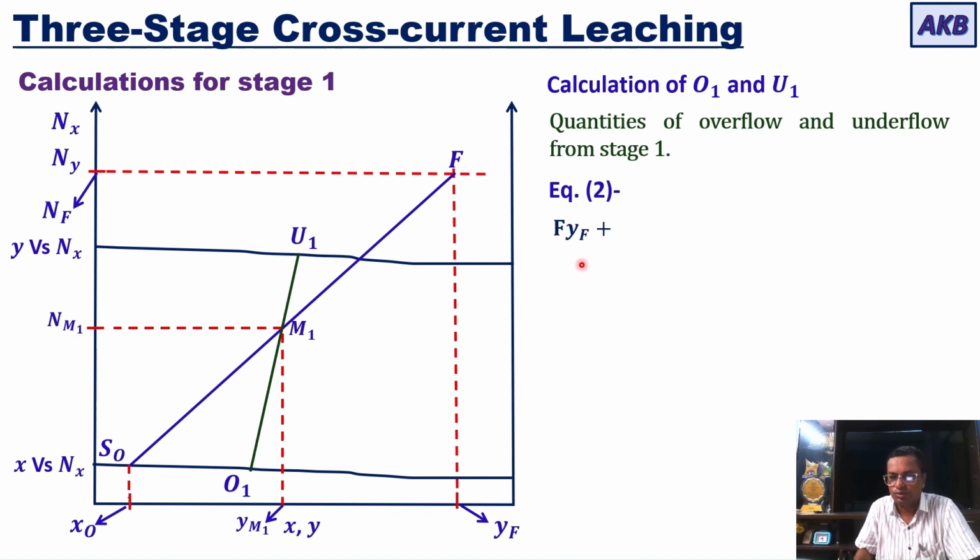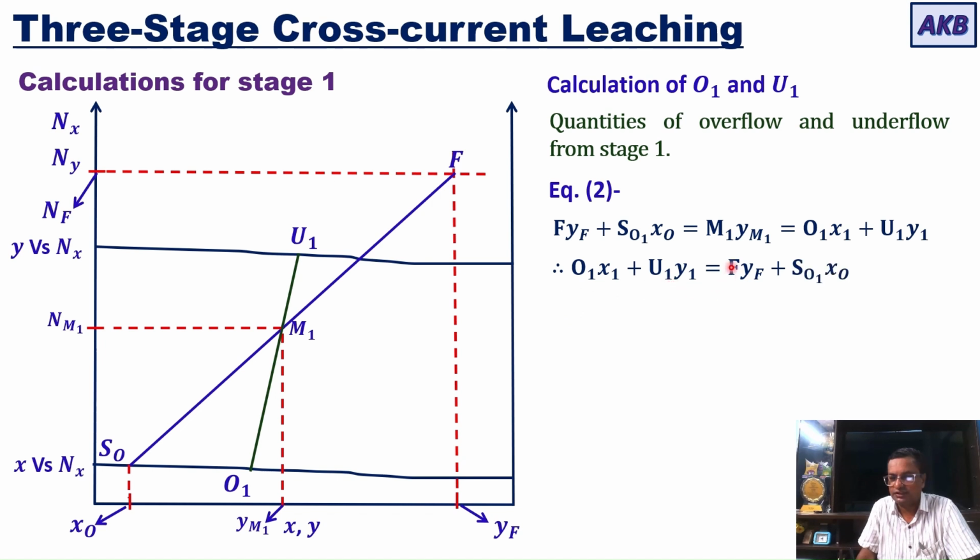So equation 2 we had written earlier: F yF plus S01 into x0 is equal to M1 into yM1, which is equal to O1 into x1 plus U1 into y1. So from this I can write O1 x1 plus U1 y1 is equal to F yF plus S01 x0. And then equation number 3 is F plus S01 is equal to M1, that is equal to O1 plus U1. From this I can write O1 plus U1 is equal to F plus S01.